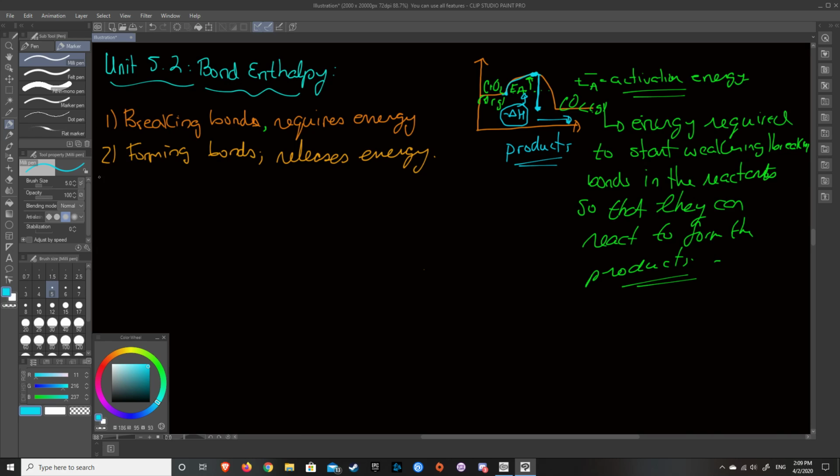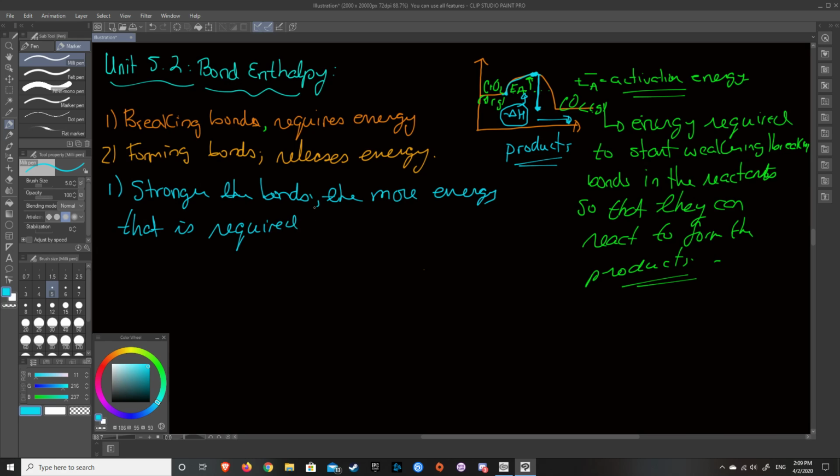So let's continue from breaking bonds. Basically, the stronger the bonds, the more energy is required to break them.